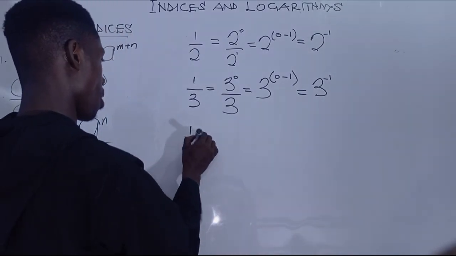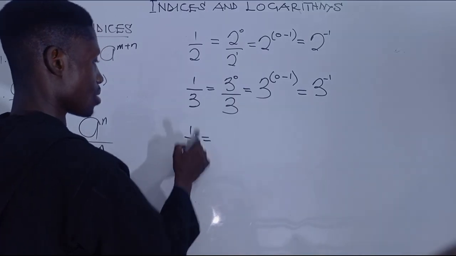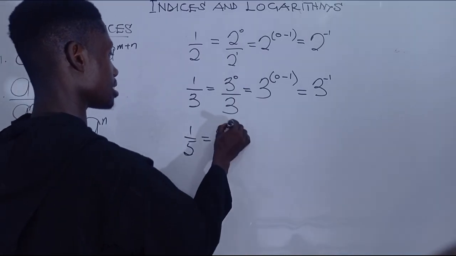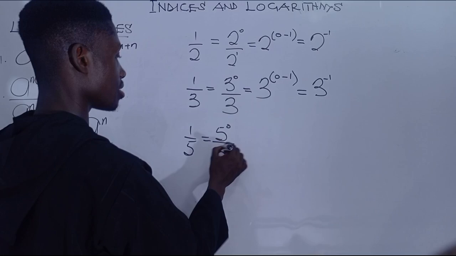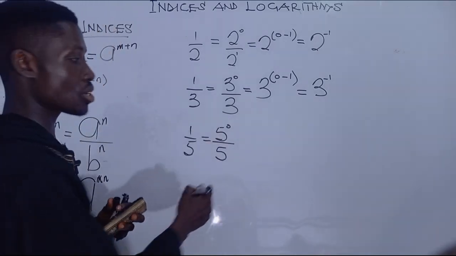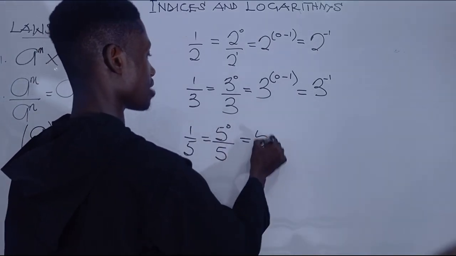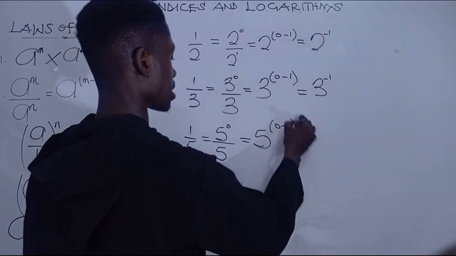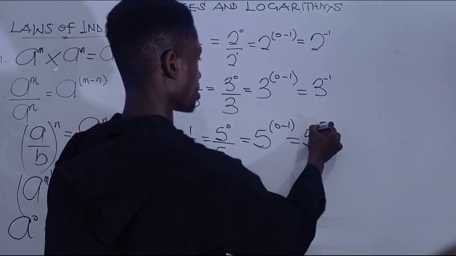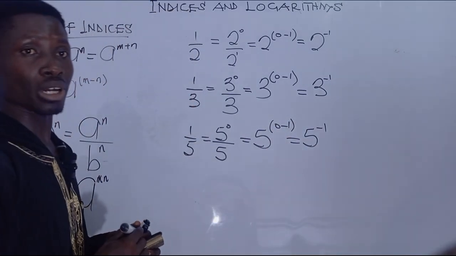So we have the number 1 over 5. We can write this as 5 raised to the power 0 all over 5. Applying the division law, we are going to have 5 raised to the power 0 minus 1, and we have 5 raised to the power negative 1.